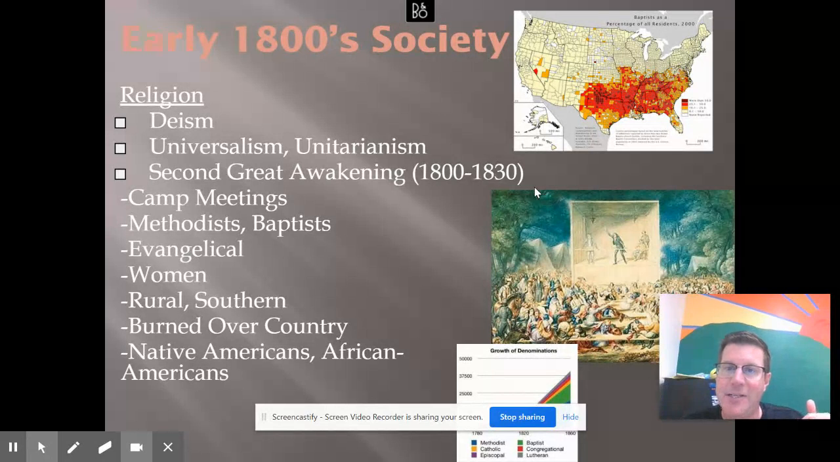So I actually had you take a look at people who are Baptists. This is as of 2000. The Baptists are all through the South, and this is a legacy of the Second Great Awakening, which swept through the South. You go to the South today, virtually every city of any size is going to have a Methodist church and a Baptist church.